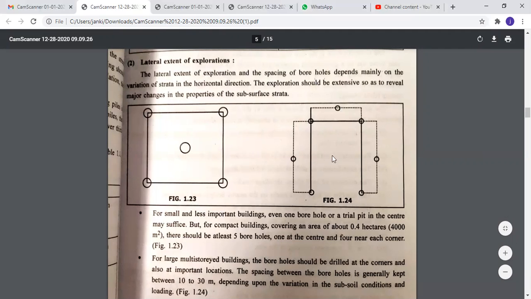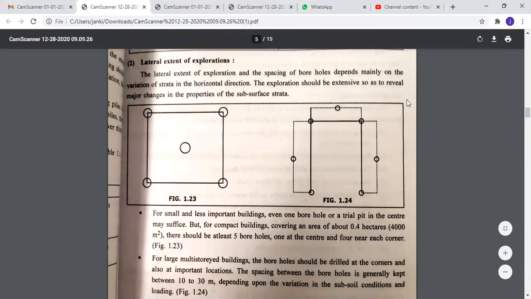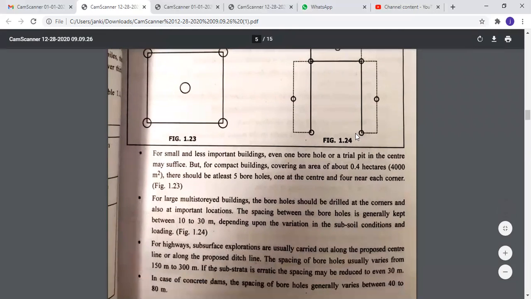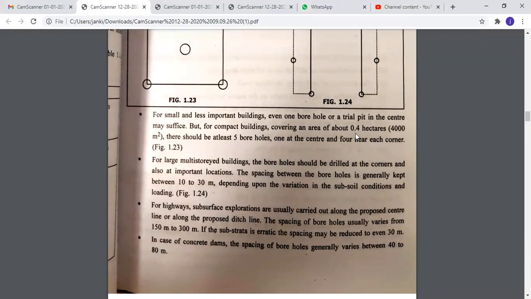Talking about the second case, for a large multi-story building, the boreholes should be drilled at the corners and also at important locations. The spacing between boreholes is generally kept between 10 to 30 meters and depends on the variation of subsoil conditions and its loading, as you can see in this figure. For highways, subsurface explorations are usually carried out along the proposed center line or along the proposed ditch line.